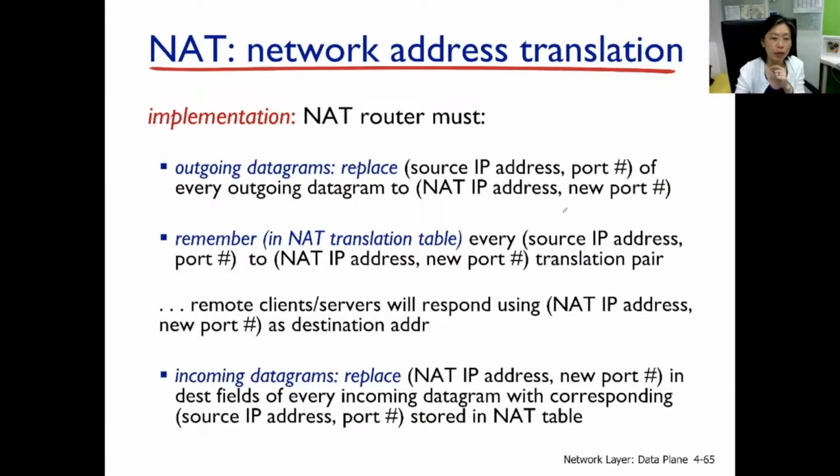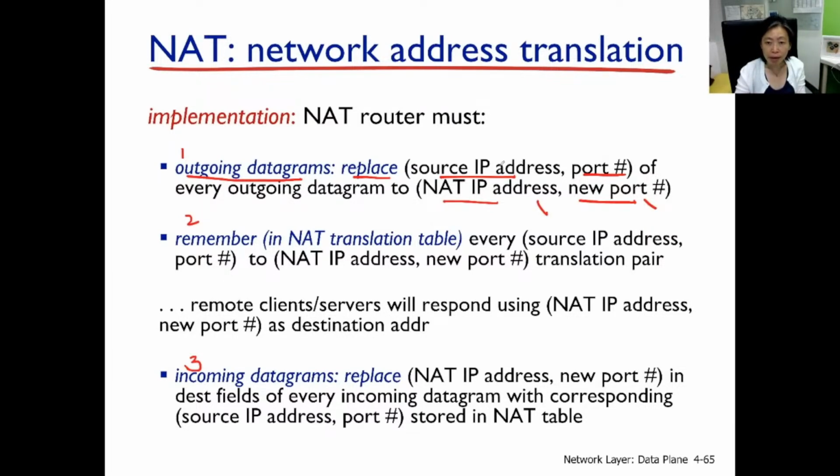NAT's mechanism is quite straightforward. Only 3 steps. 1, 2, and 3. Step number 1, you heard about it a bit already. So this is to handle when a packet is going out from the local net to the world. We'll have to replace the fake IP address with the real one. We'll also replace the source port number with a new port number. So the source IP address and the source port number, these 2 fields are replaced with these 2 values.